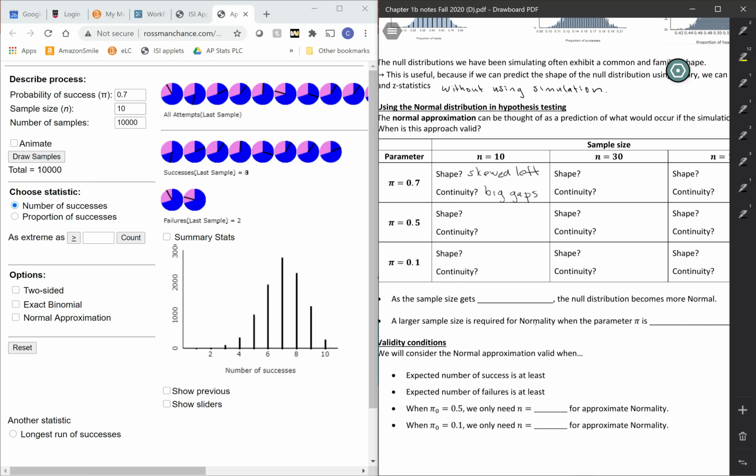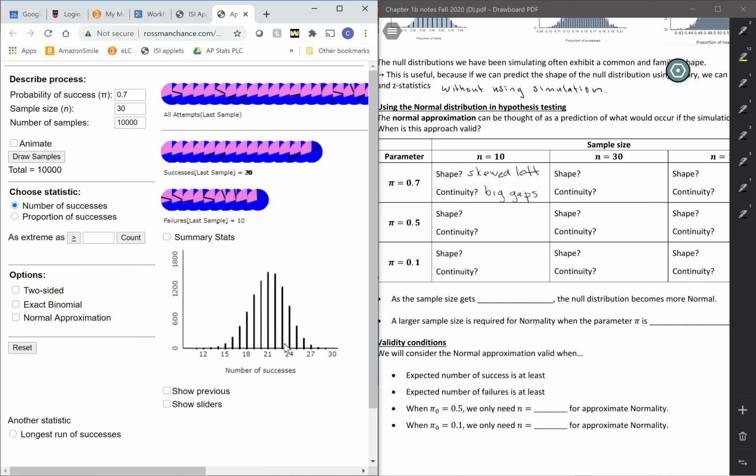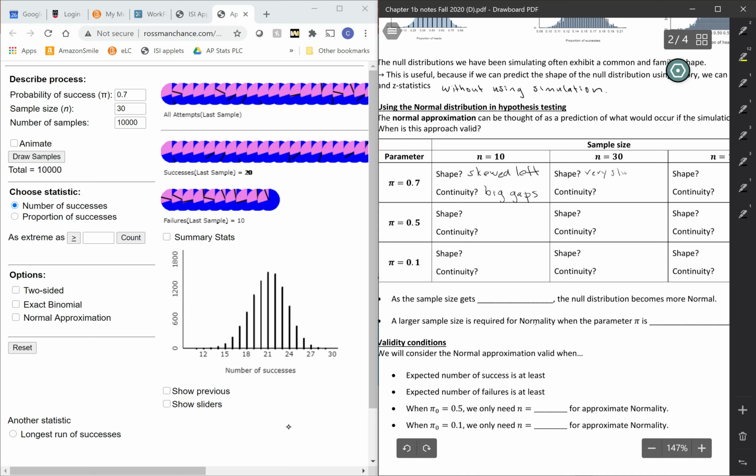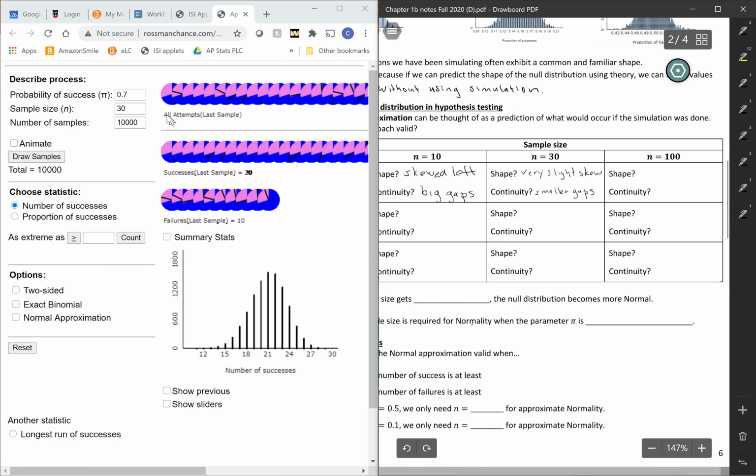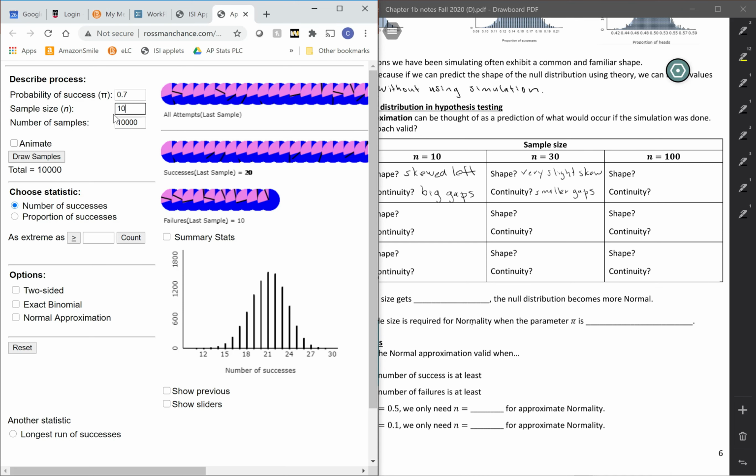So instead of looking at a sample size of 10, let's look at a sample size of 30 here. That looks a lot better. I think there is still a little bit of a skew. I feel like there's a little bit longer tail there on the left side, but it's definitely close. So I would say here, maybe just very slight skew. And the continuity is better too, right? The gaps in between are smaller than they were before. So we've got less skew and also smaller gaps. And then the last column of the table is a sample size of 100, so let's try that.